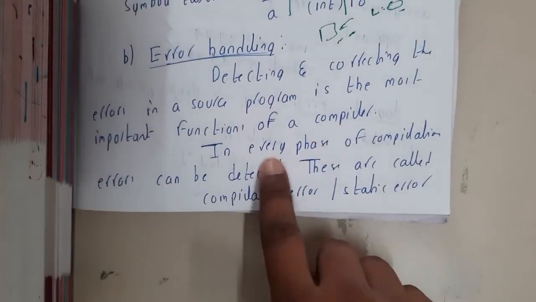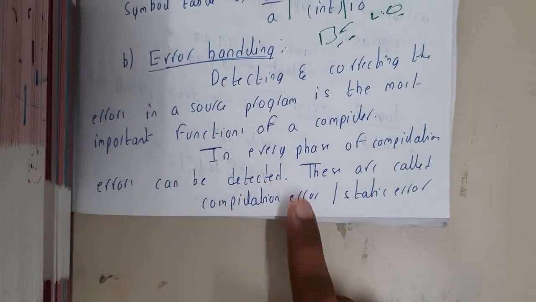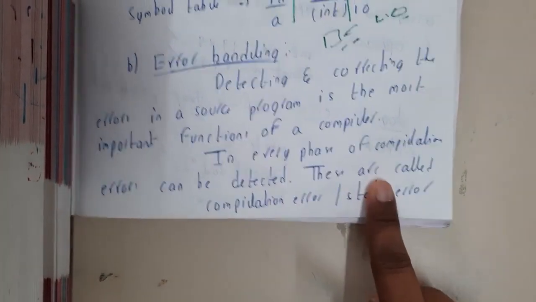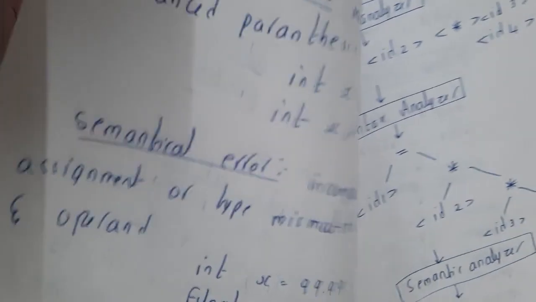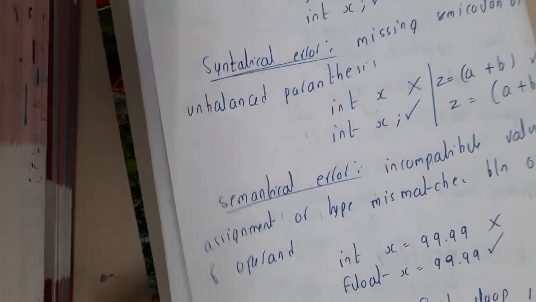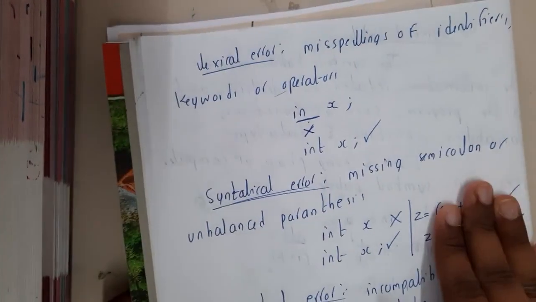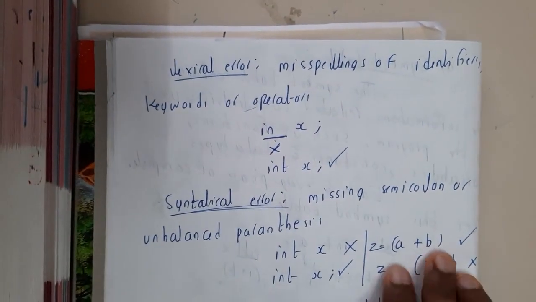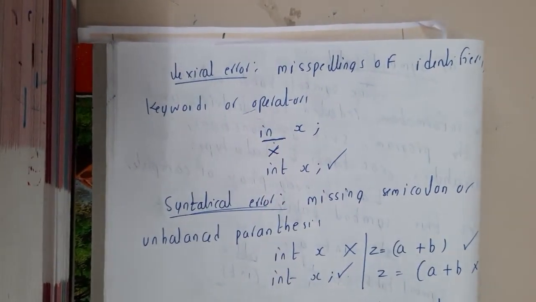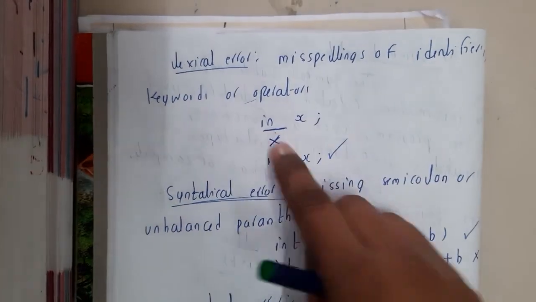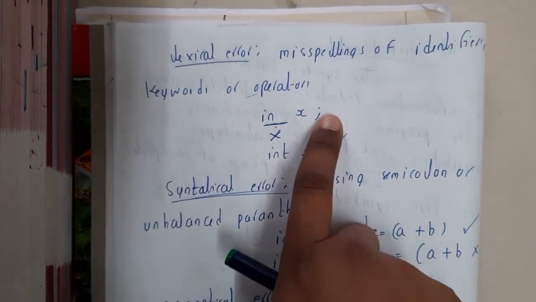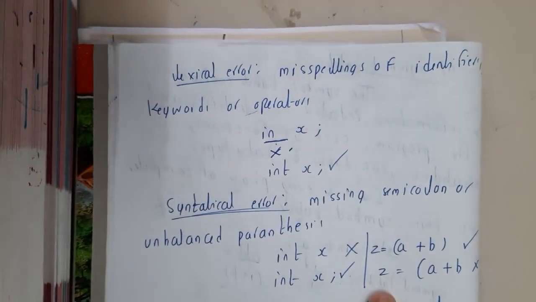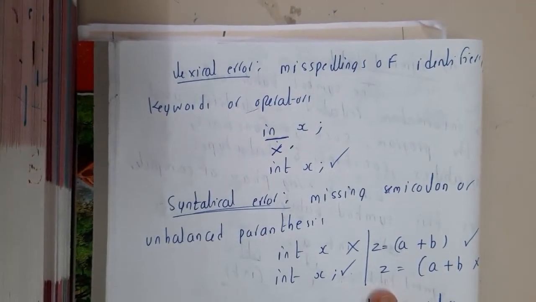So in each and every phase of the compilation, errors can be detected. These are nothing but the compilation errors, guys. Whenever you are compiling the program, you'll be getting these kinds of errors. If you take a small example, the lexical error might be nothing but the misspelling. Assume that you wanted to write int, but due to your typo, you wrote in only: in space x semicolon. Here t is missing. These kinds of errors are nothing but lexical errors, guys.